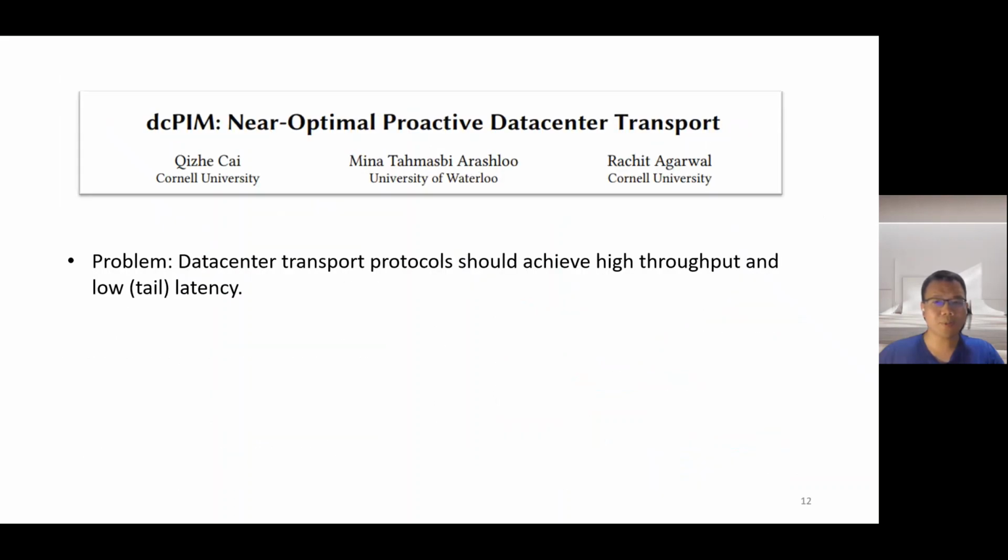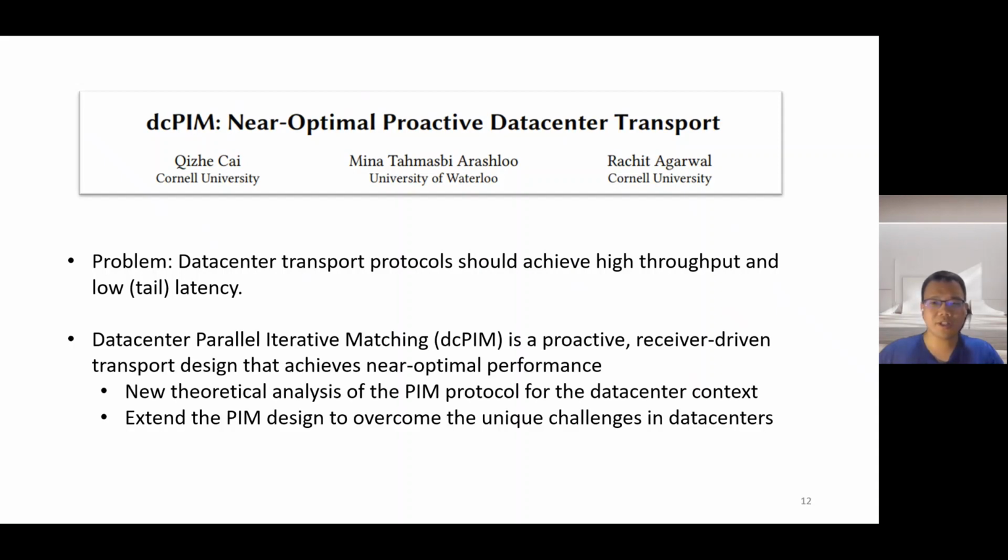The fourth paper is from Cornell and Waterloo. This paper targets a very classical topic: high performance data center transport protocols. We all know that we always need a data center transport protocol to achieve high throughput and low tail latency. In this paper, the authors proposed a new transport design called data center parallel iterative matching. This is a proactive receiver-driven transport that can achieve near optimal performance using only commodity hardware.